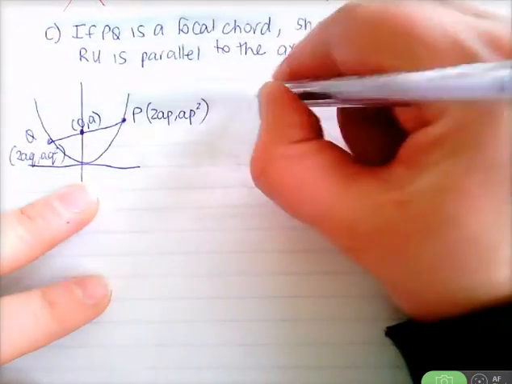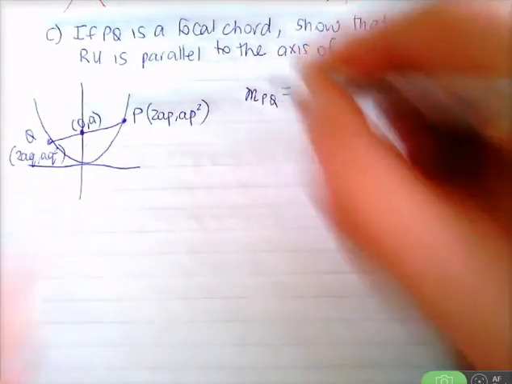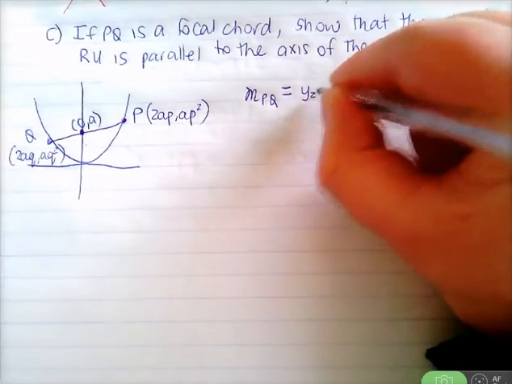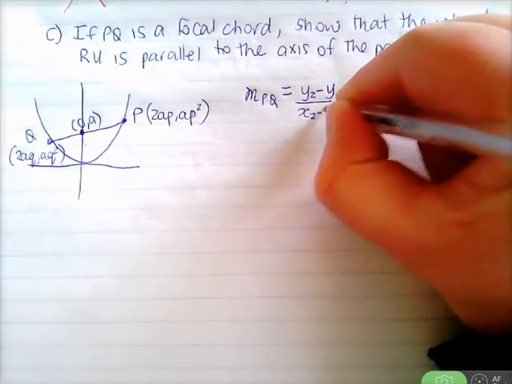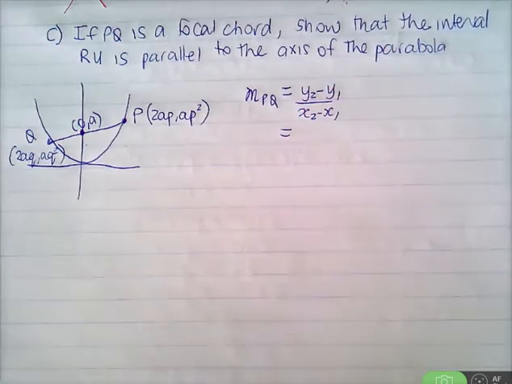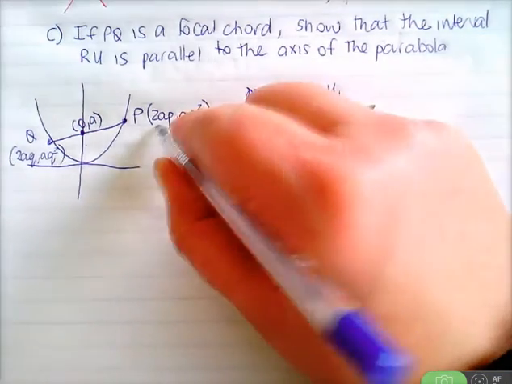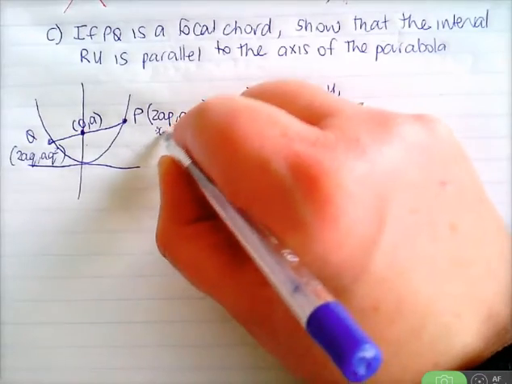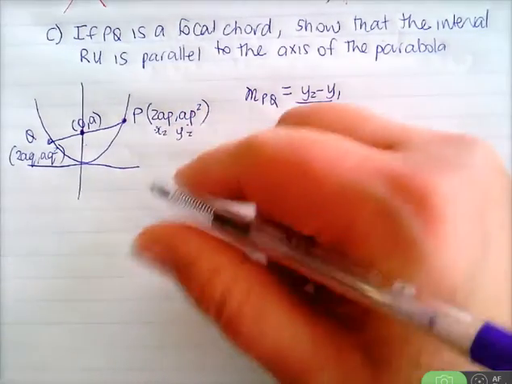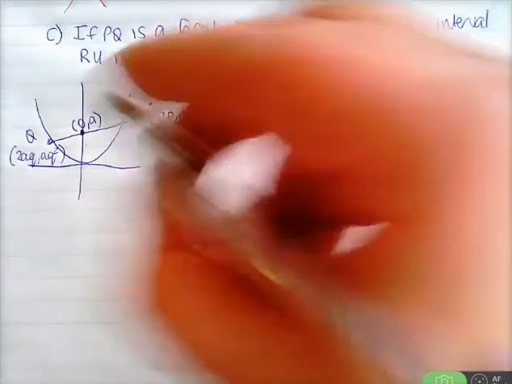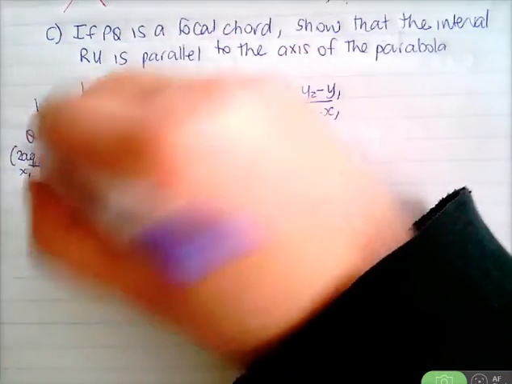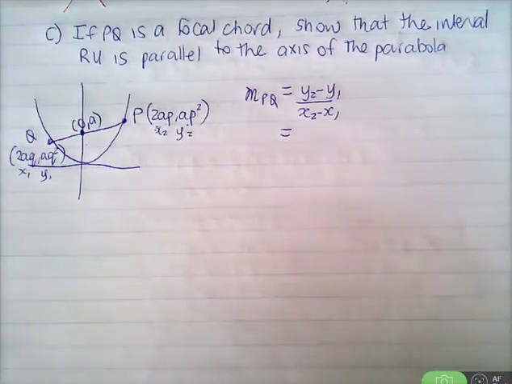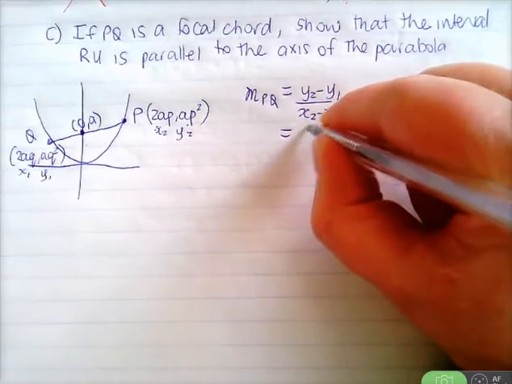So our gradient here, the gradient of PQ, do we know what to do? Wouldn't it be y2 minus y1 over x2 minus x1? Why don't you try and do that, girls? Gradient of PQ. So let's go. I love doing the p's minus the q's. I don't like doing q minus p's. So it's always p minus q for me. So y2 minus y1 is going to be what?